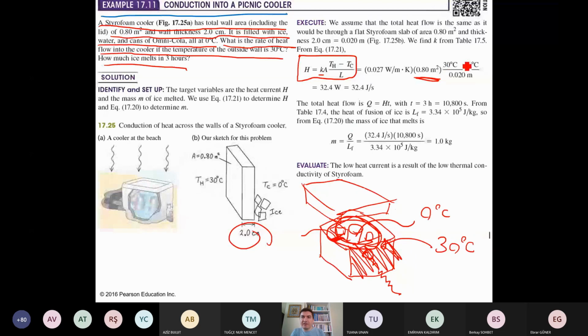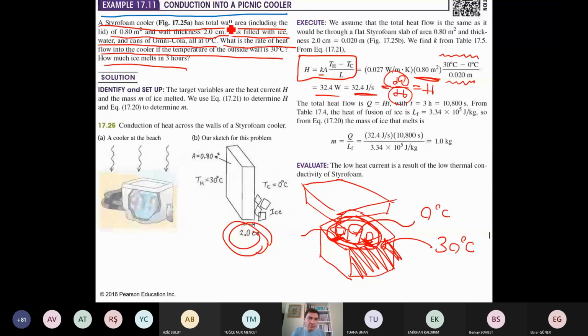And then here we have the temperature change from 30 degrees Celsius to 0 degrees Celsius. And this is the L. What is L? Thickness of this styrofoam, okay? This thickness is 2 centimeters, 0.02 meter. Then you can find 32.4 watts, or 32.4 joule per second. Okay, why joule per second? Because it is given with dQ per dt. This H, we have done it in the previous transparencies. Q is given in joule and t is given in second. H is given in watt.